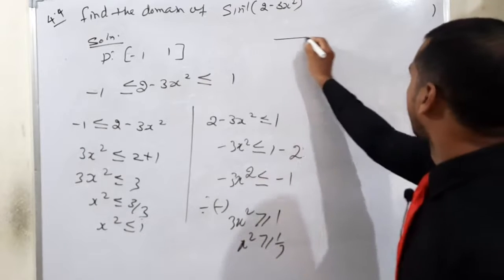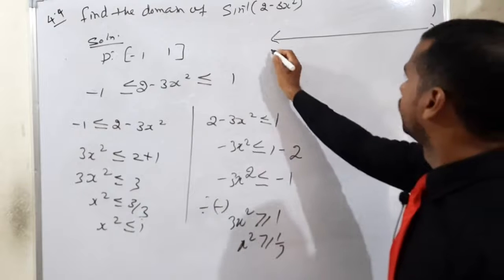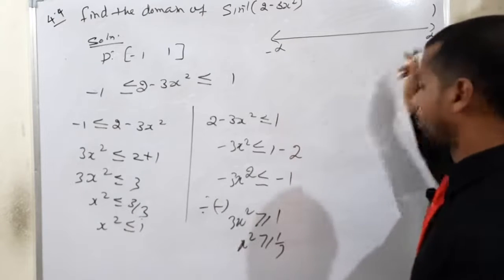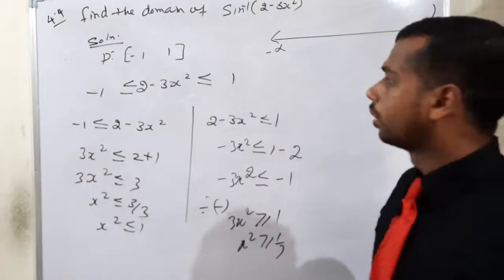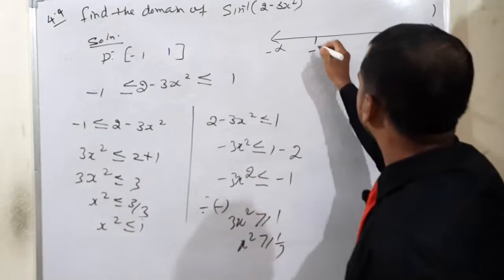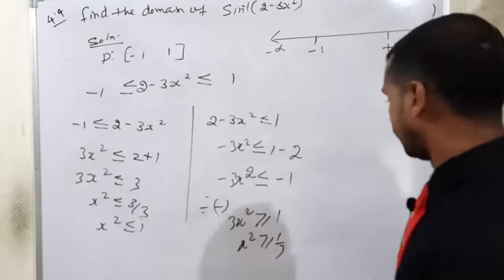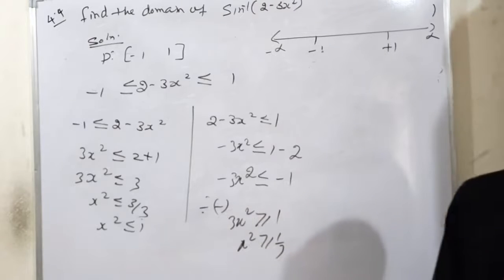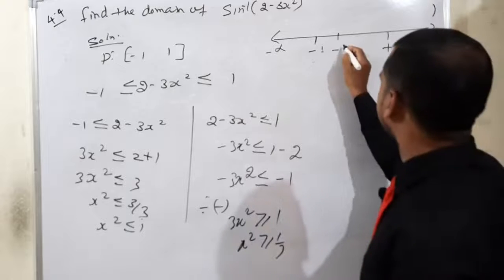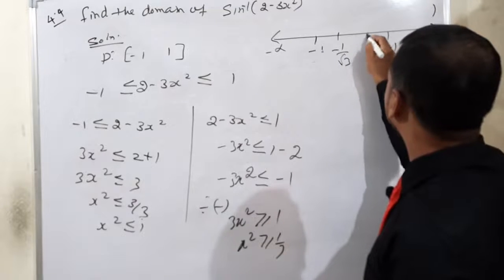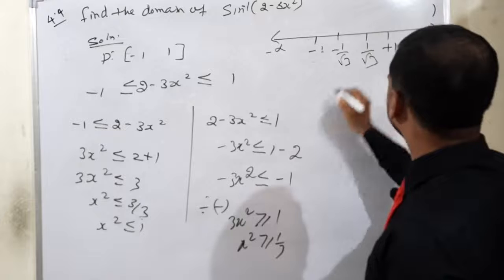If you make it on one number line, what will happen? Minus infinity to positive infinity. So x square is equal to 1 means x is equal to plus or minus 1, so minus 1 and positive 1. Next condition, x square is equal to 1 by 3 means x is equal to plus or minus 1 by root 3. There is actually minus 1 by root 3 and plus 1 by root 3.